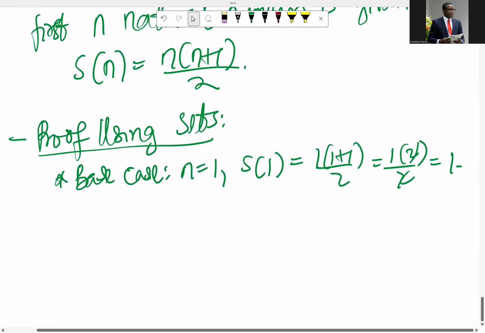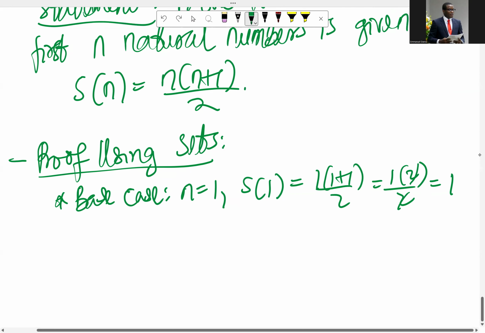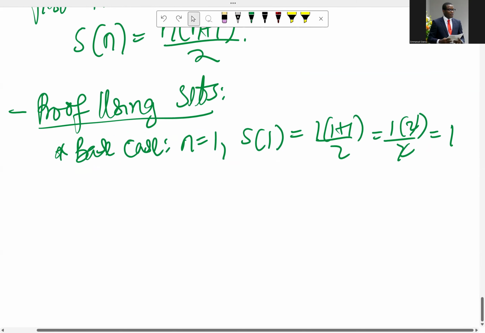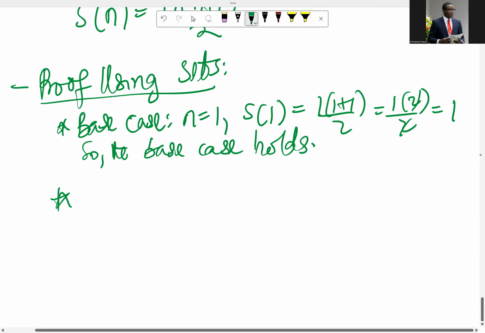So that's what the formula gives. S of 1 is 1. So the base case holds. If you are talking about just one number, and you add up that one number, it's just 1, and that is correct here. So that's for the base case. The next thing is the inductive step.